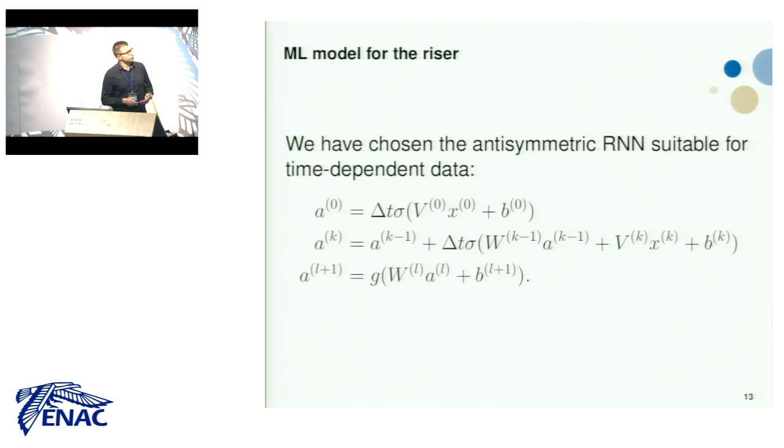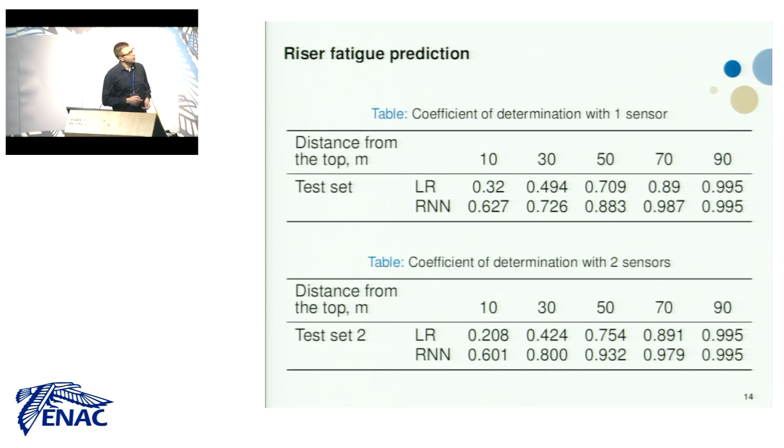In this case, we decided to select one of the recent proposals, which looks like this, and it's called anti-symmetric recurrent neural network, and the authors of this model claim it has a better stability property than previous models. We use this model because we want to assess the damage to the riser depending on the last n moments of time. So to this end, we have a moving window.